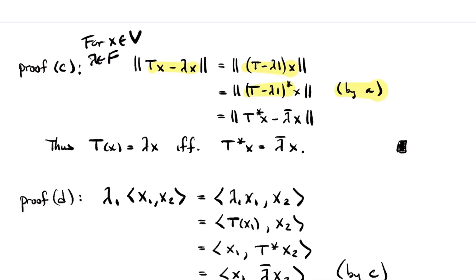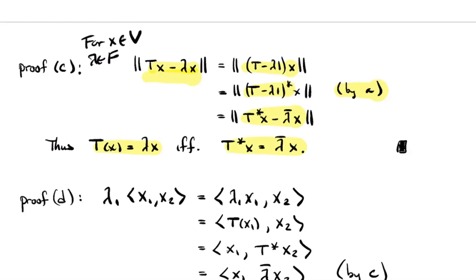Push the star through. So you get T star minus lambda bar times x. And those things are the same. So therefore, this side is equal to 0 if and only if that side is equal to 0. Said another way, T of x is lambda x if and only if T star of x is lambda bar of x. That's what part C says.